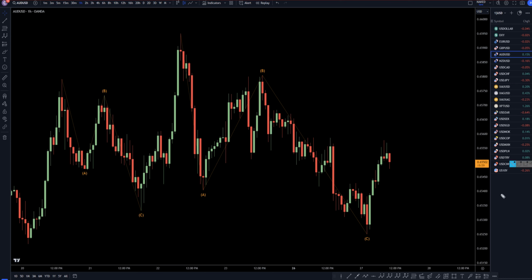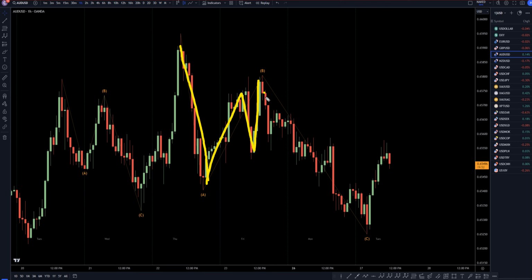Heading down to the 1 hour time frame is where you can see the nice impulsive down. One, two, three waves up. Looks like a wave B. I think this is very clearly a downtrend right here for a wave C. We got a nice break of structure.